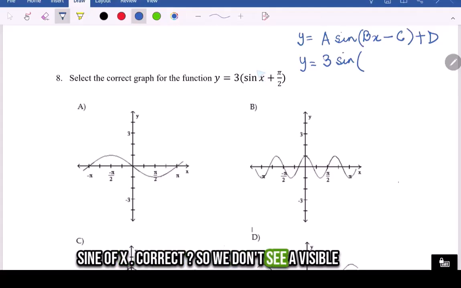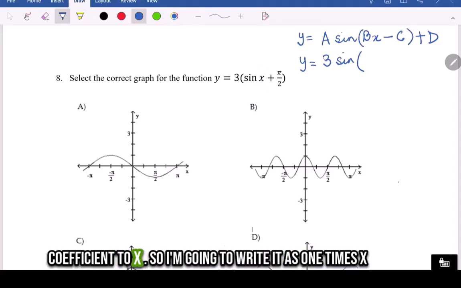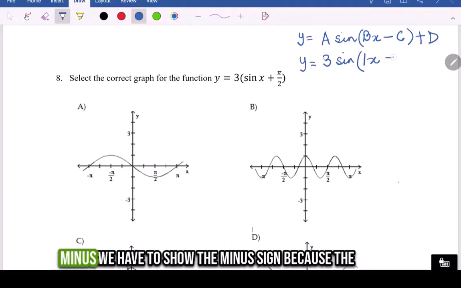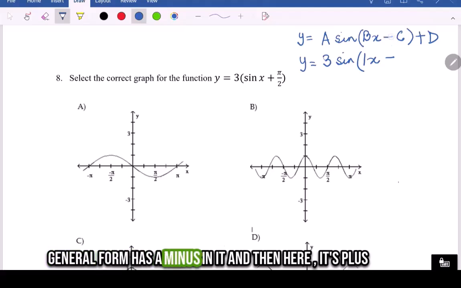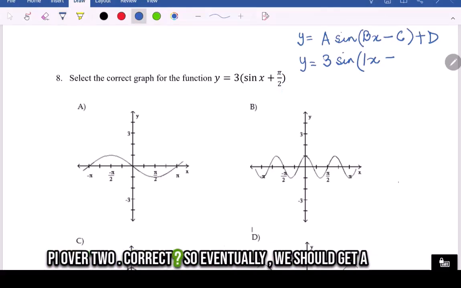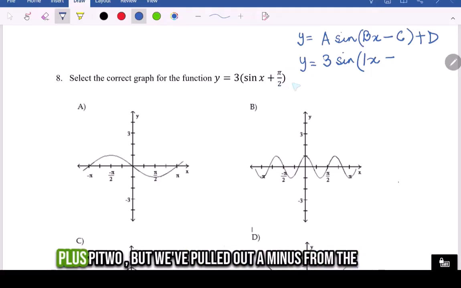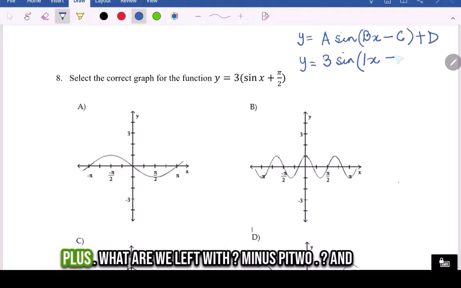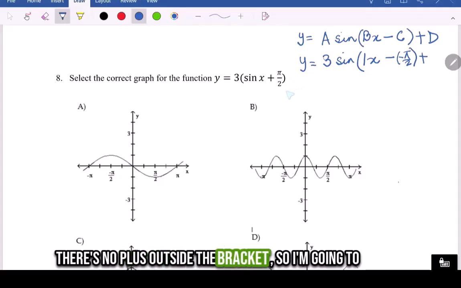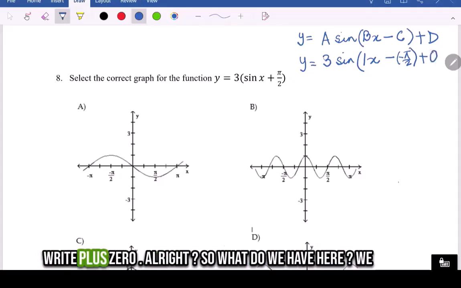So we don't see a visible coefficient to x, so I'm going to write it as 1 times x minus, we have to show the minus sign because the general form has a minus in it. And then here it's plus pi over 2, correct? So eventually we should get a plus pi over 2. But we've pulled out a minus from the plus. What are we left with? Minus pi over 2. And there's no plus outside the bracket, so I'm going to write plus 0.